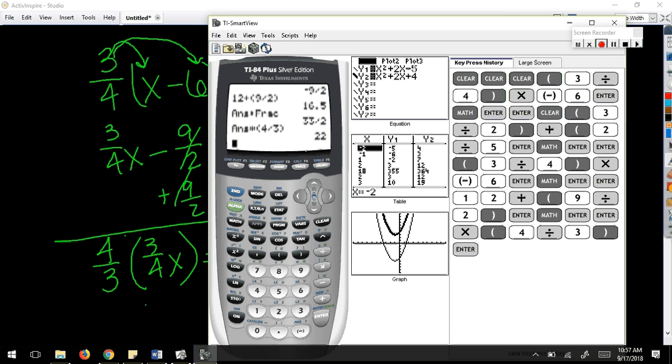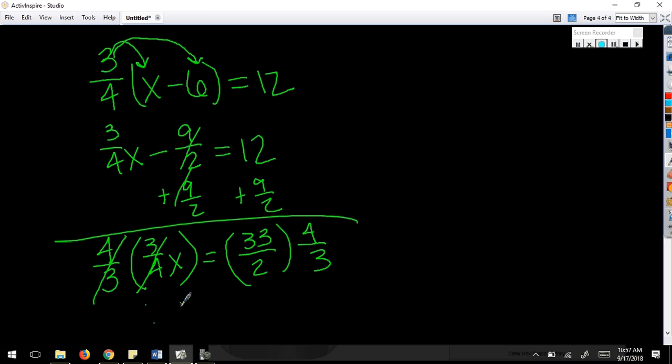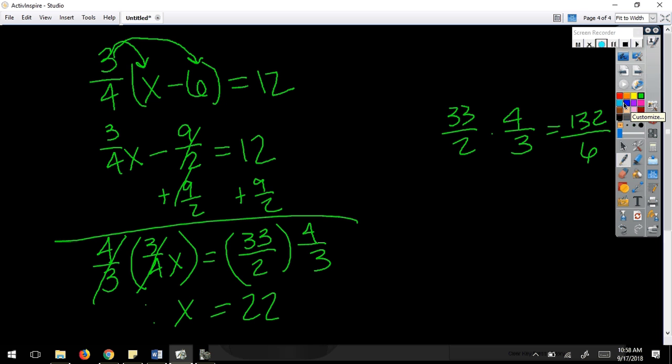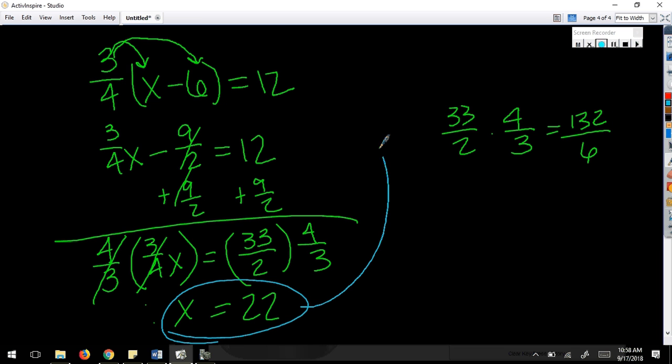22. So x equals 22. And if you multiplied this out, 33 over 2 times 4 over 3, you would get 132 over 6, which would reduce to 22 for you. All that, we got 22. If I wanted to check this, I would need to go back and rewrite the whole thing.